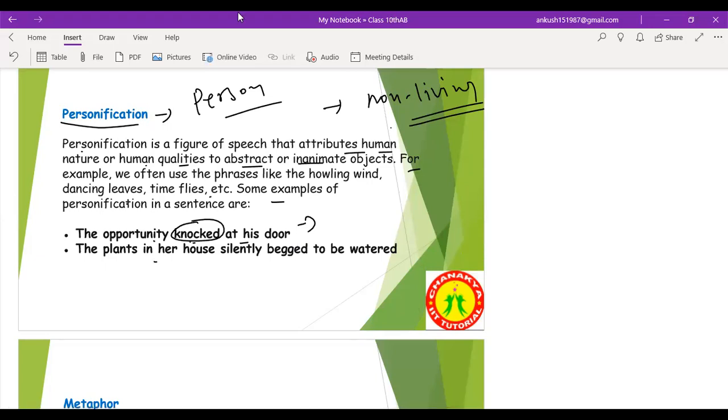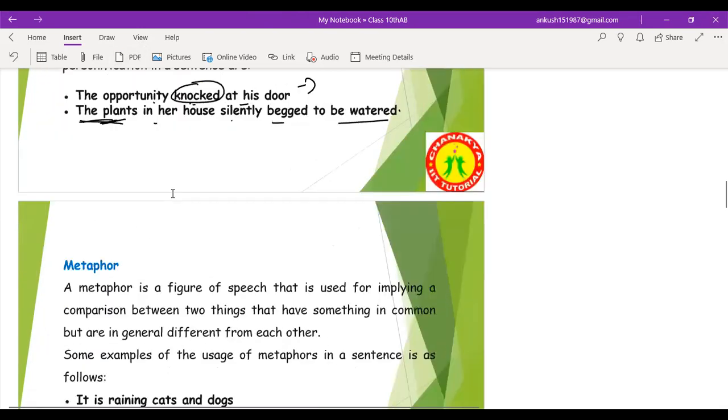Another example: the plants in her house silently beg to be watered. Can plants beg for anything? No. A human being can beg for anything, even if he has a lot of things, he would beg for more. Plants are non-living things according to science. Understood? Scientifically, they are non-living objects, and that is why plants cannot beg, but a human quality is given to them, and that is why the figure of speech personification happens.